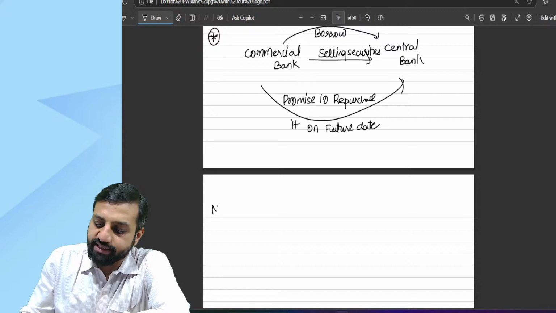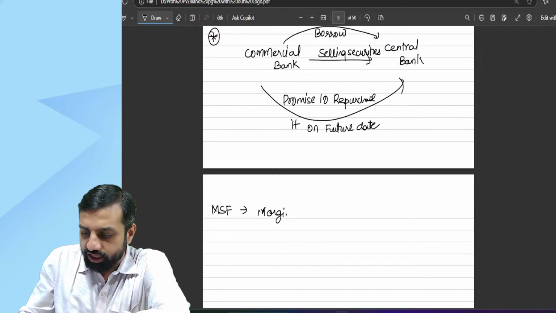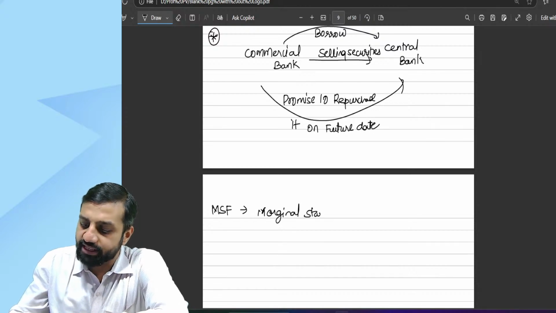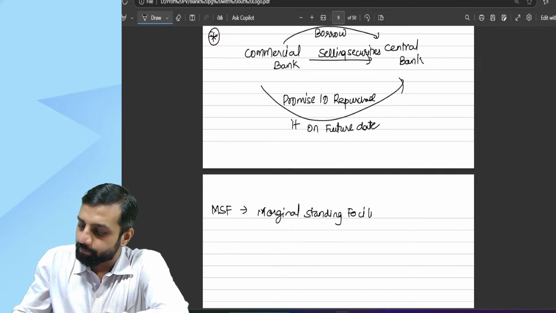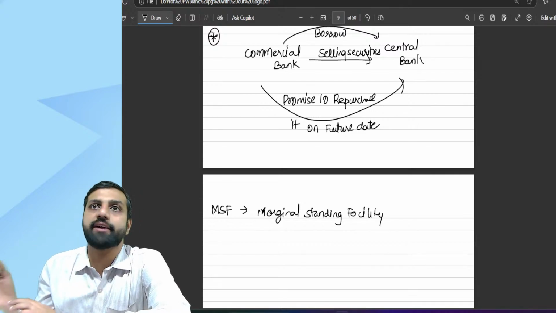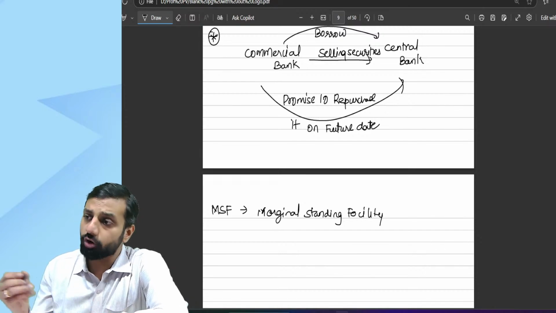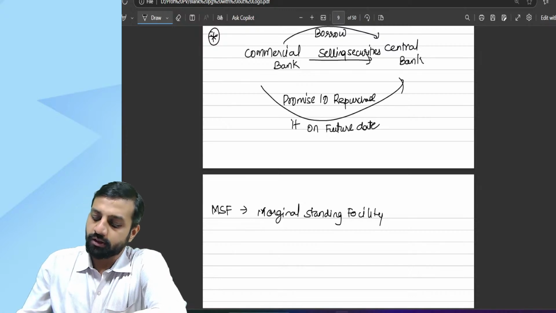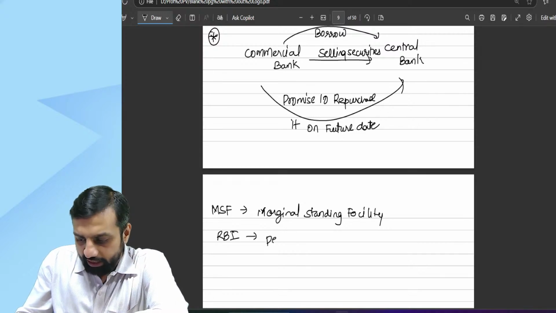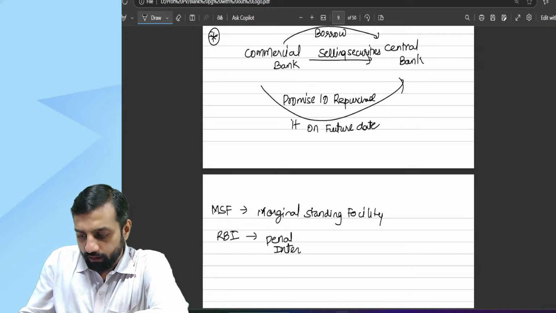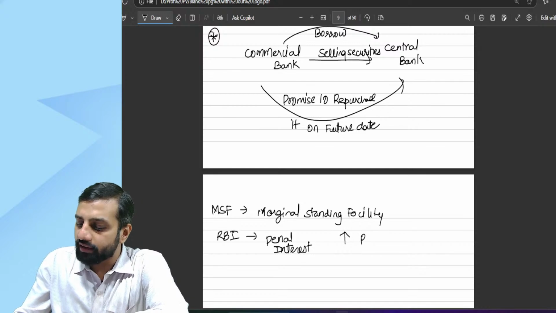There is a concept called MSF, that is marginal standing facility. So you as a commercial bank have already borrowed money from the central bank by using repo, but now you are in need of more money. So RBI will charge a penal rate of interest. Penal means penalty. This penal rate of interest will be higher than repo rate.